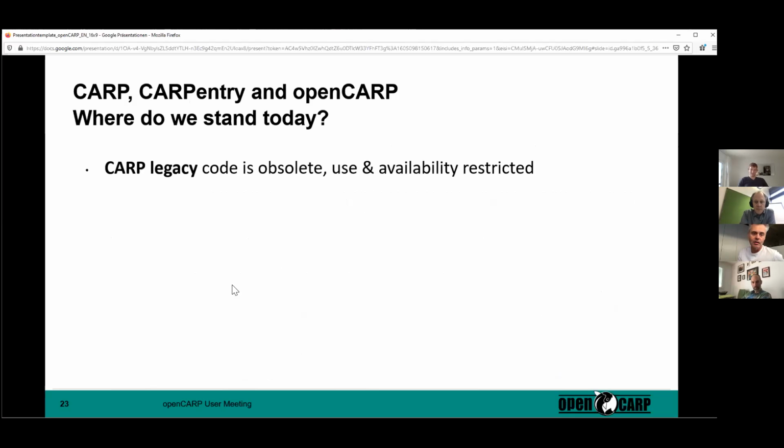So people might get confused. So which flavors are around? We are standing today. There's still the CARP legacy code used by Nadal Trianova, but the use of it and availability are restricted. So to me, this is a dead end. So this is gonna disappear sooner or later.